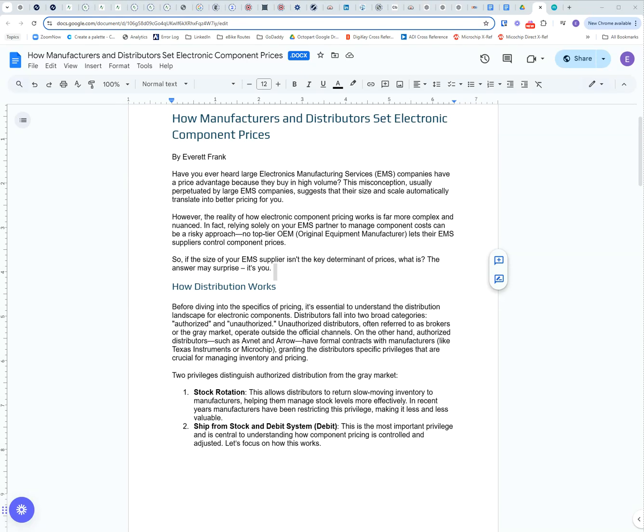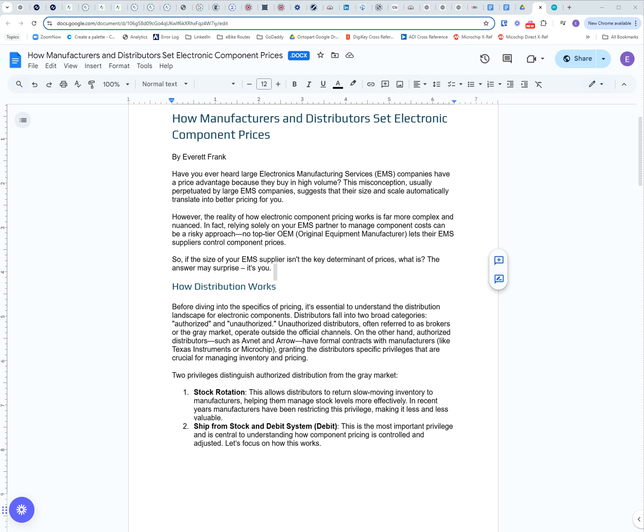Okay, so today we're going to talk about how manufacturers and distributors of electronic components set prices. A lot of people have heard, and I think everybody probably just accepts, that large companies have a big price advantage because they buy in volume. And I'm speaking of the suppliers now, so large EMS companies and large distributors like to suggest that they have an advantage because they buy in such big volume.